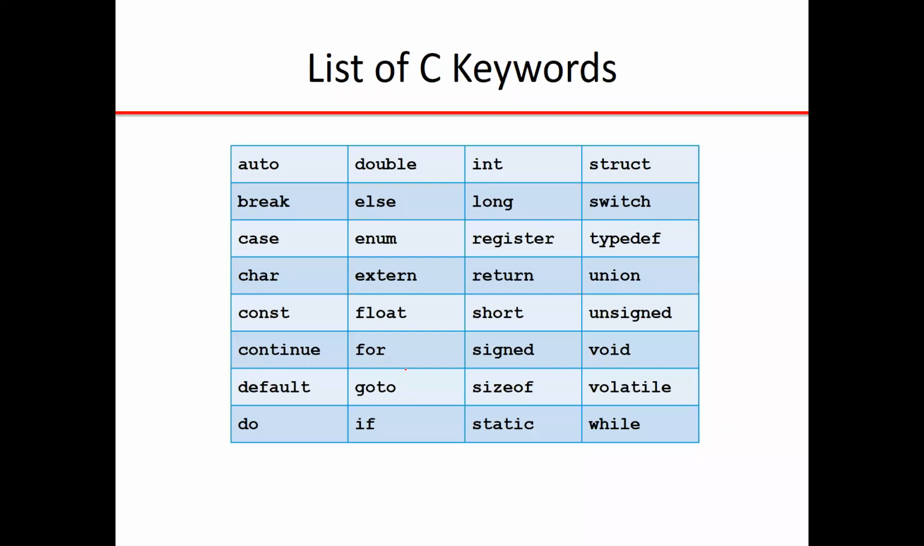Suppose when the word goto is used in a program, the compiler transfers the control to the specified line. So goto cannot be used as my name. If I use goto as a reserved word, it has a specific action, and that specific action will be performed if I use this word. So you should remember this list, because these are the tools for making the program. We have to make the program by using these reserved words.